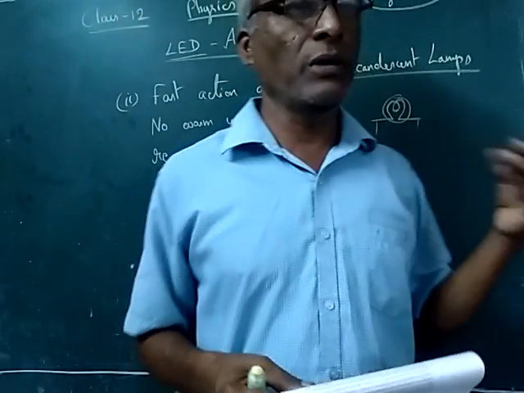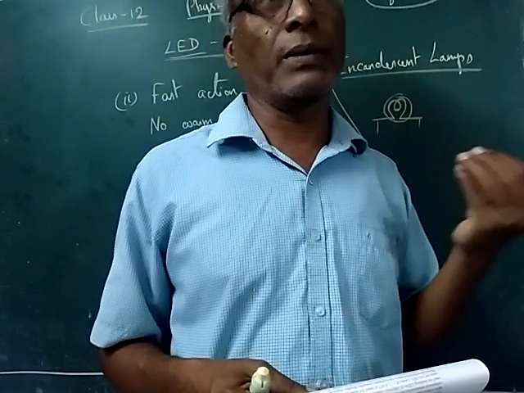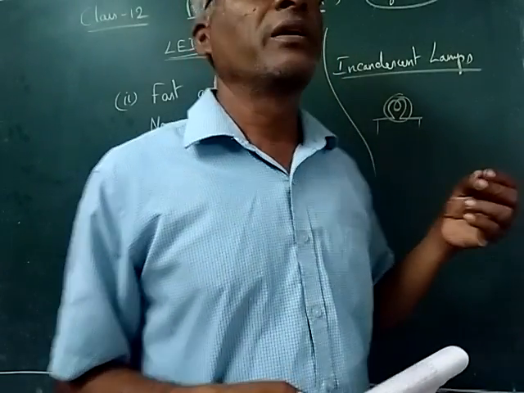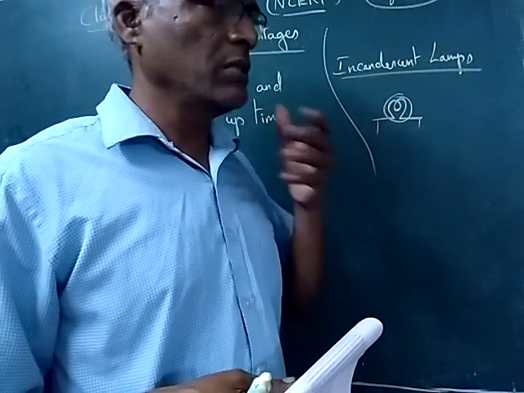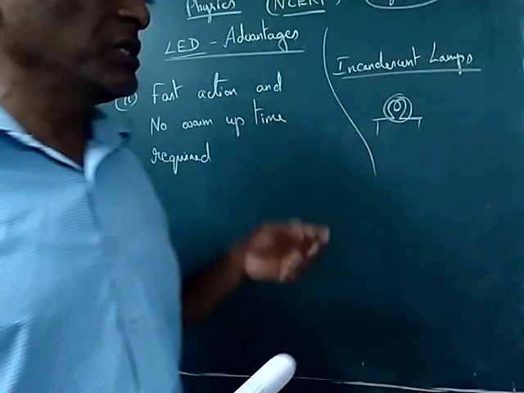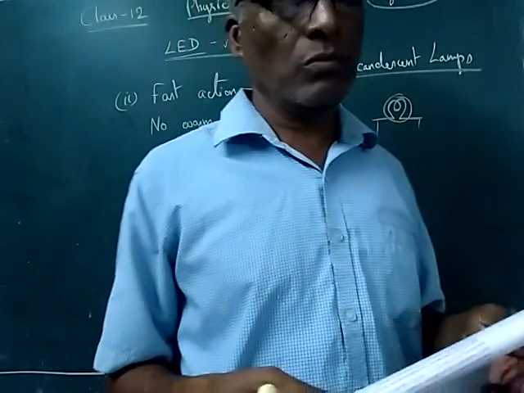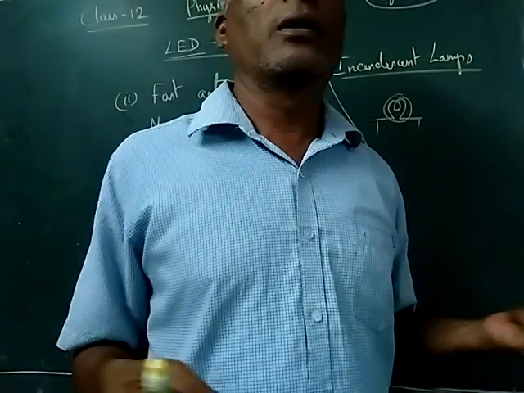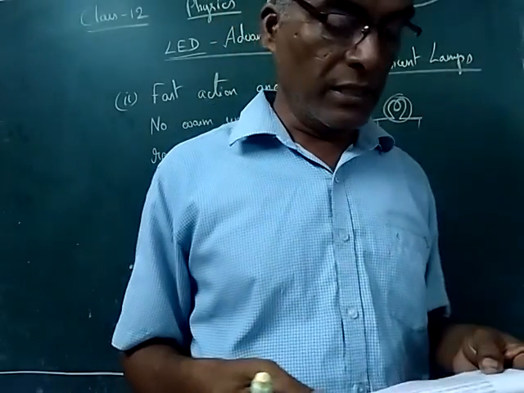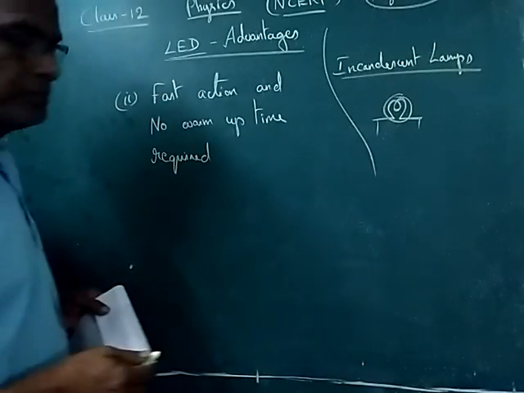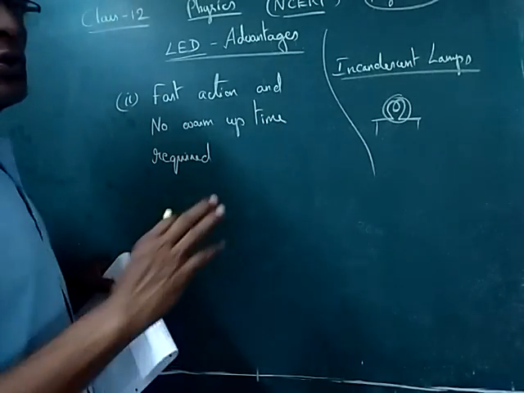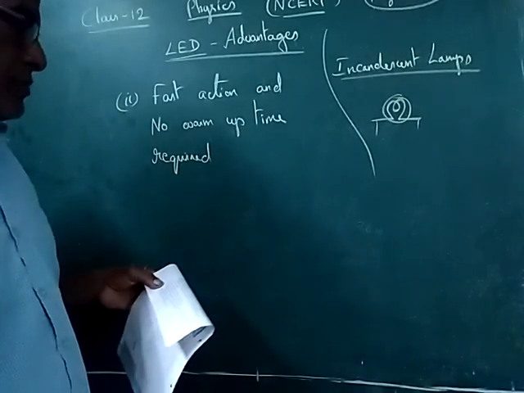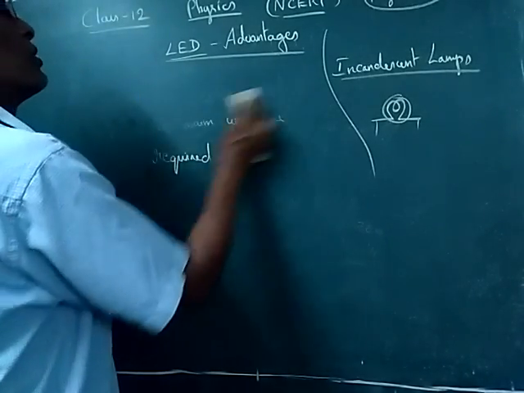For example, a mercury vapor lamp, or even an incandescent lamp, will take some time. Here the time required will be highly negligible. You cannot distinguish it, it will be in the order of nanoseconds. So no warm-up required. The moment you switch on the circuit, the LED will start giving out light. So that is the second point. That means there is no delay at all. This is the meaning of the second point.